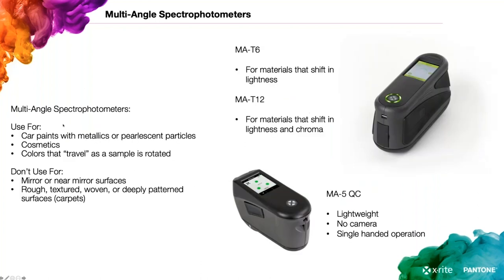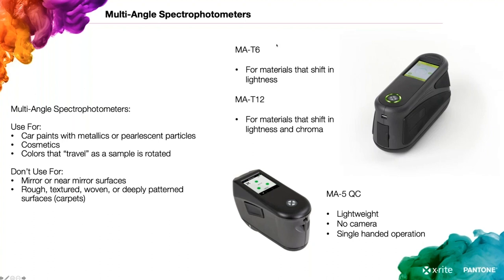These multi-angle spectrophotometers you should use for car paints with metallic or pearlescent particles, cosmetics, and colors that travel as the sample is rotated. If you were to paint a flat surface with a metallic paint or car paint, you can see that as you rotate that sample to and from your eye, it could change lightness and darkness and color. And these devices are not good for mirror or near-mirrored surfaces, or rough textured, woven or deeply patterned surfaces such as carpets.